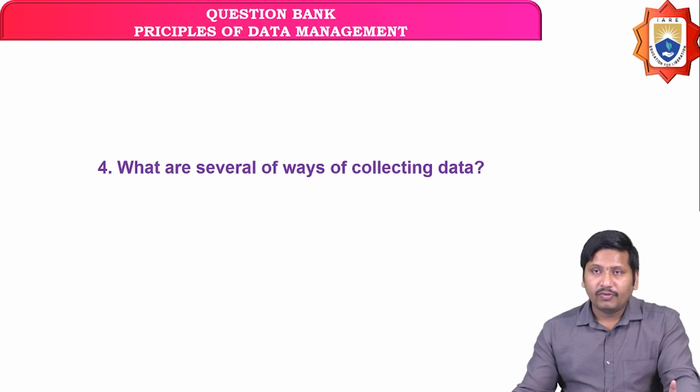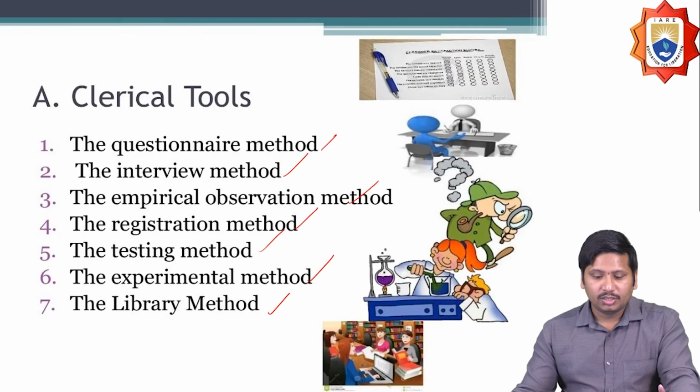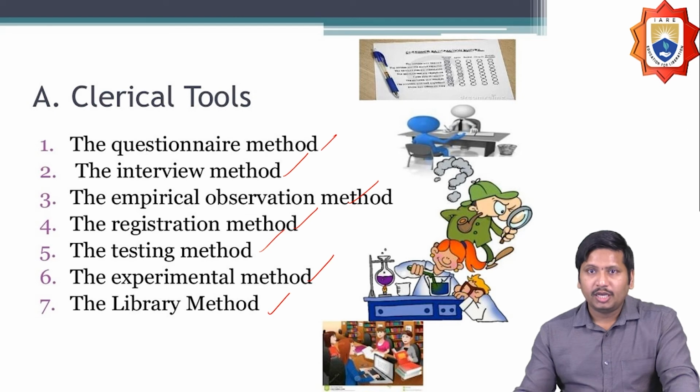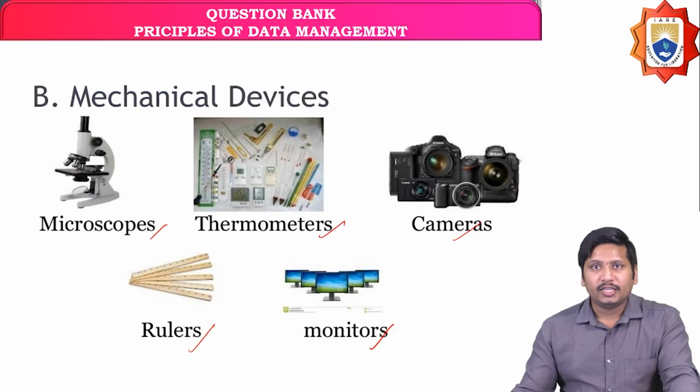So what are the several ways of collecting data is another question. So here we're going to discuss the clerical tools. So clerical tools like the questionnaire method, where the interviewer is going to ask the questions, and then the interview method, where the interviewer will be able to ask the questions of the respondent, and the empirical observation method, registration method, testing method, experimental method, and library method. So these are some of the clerical tools we are having for gathering the data.